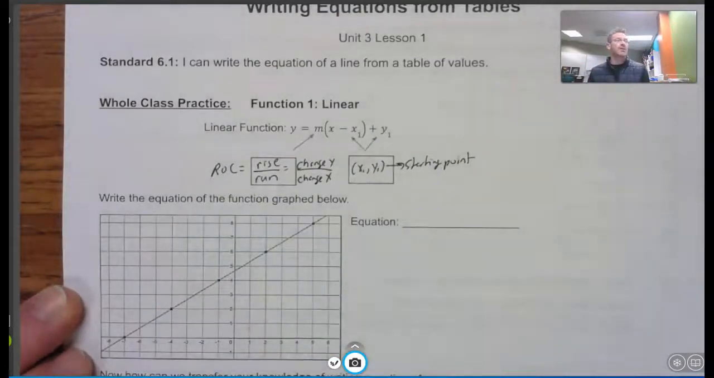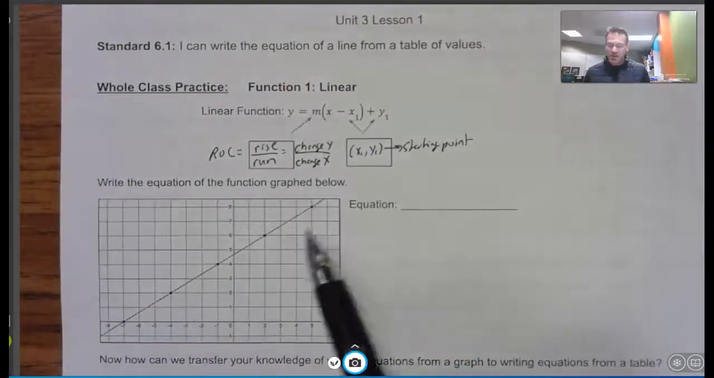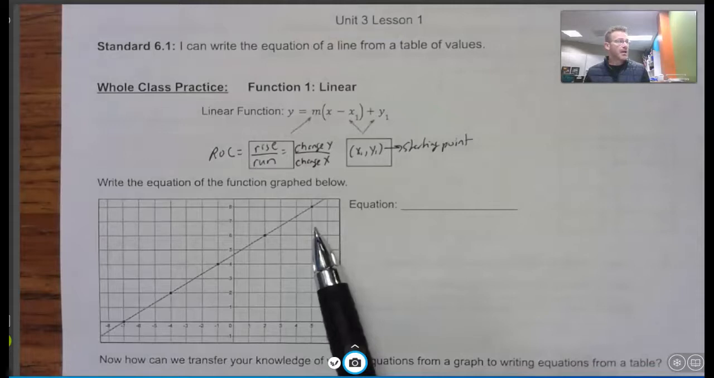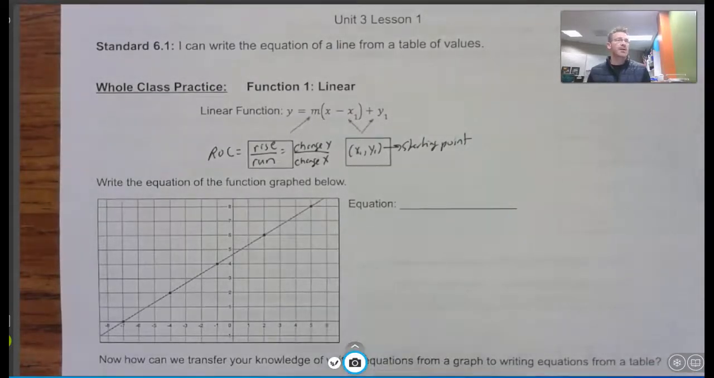So now here's what I want you to do. I want you to pause the video and write the equation of this line, just like we did in our prior unit. So go ahead and pause the video, flip it back on, and let's see how you did.